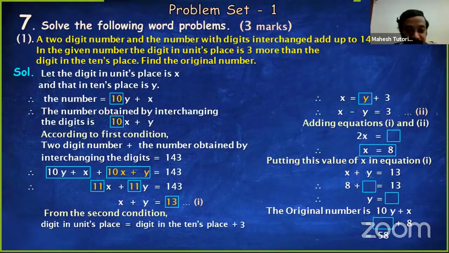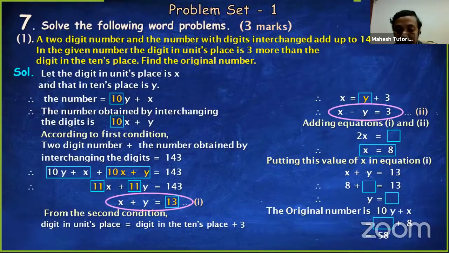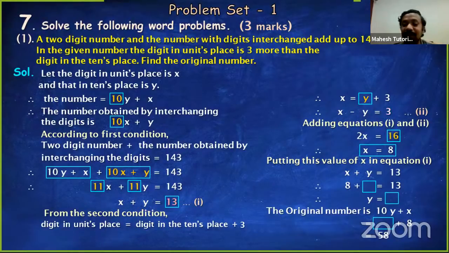Now tell me, students, if we add equations 1 and 2, so while adding, plus y and minus y will get cancelled. X plus x will give us how much, students? 2x, that they have already written. Now adding the constants, 13 plus 3 will give us how much? 16. So we get 2x is equal to 16.